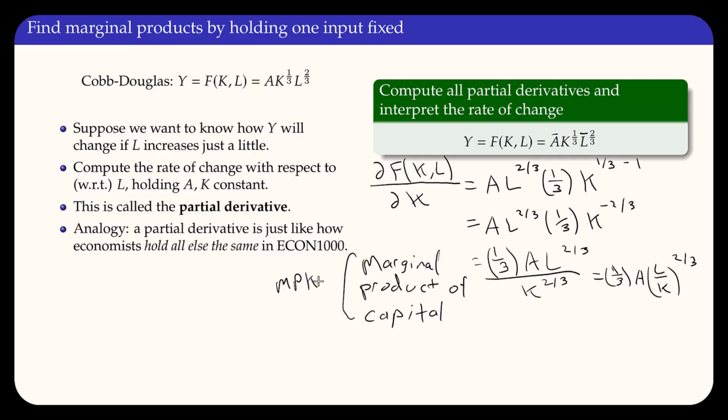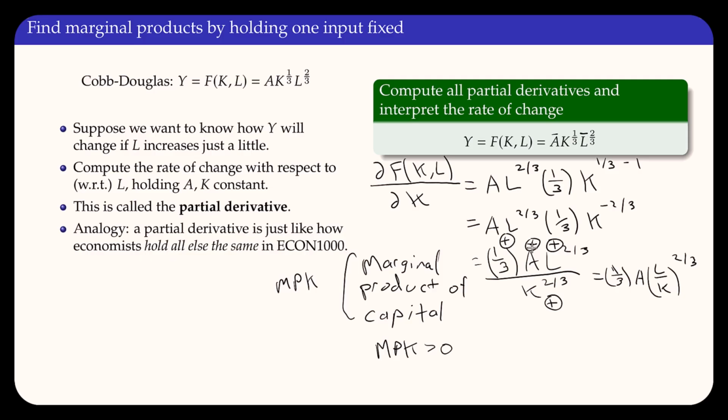Marginal product of capital, we can say that the marginal product of capital is greater than 0, and that's because each of these multiplicative factors are positive. 1/3, A, L, and K, and A, L, and K are positive sort of by construction. We can't allow them to be negative. There's no such thing as negative hours worked.